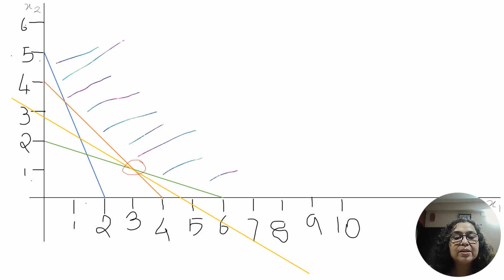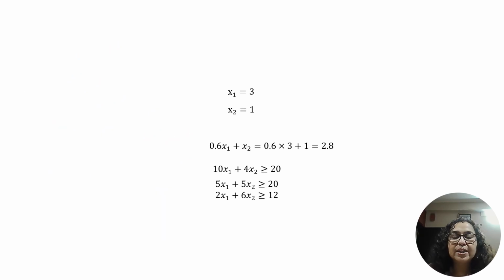And from here, if I read this, you can see that x1 is equal to 3 and x2 is equal to 1. So we have got a solution that is x1 equal to 3 and x2 equal to 1. The horizontal axis is measuring x1 and the vertical axis is measuring x2. So we have x2 equal to 1 and x1 equal to 3.